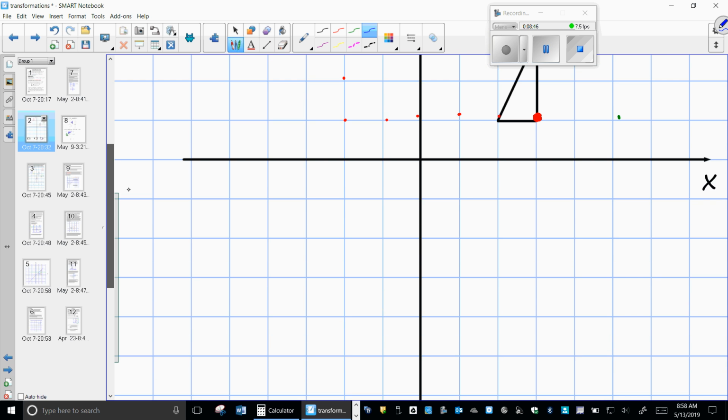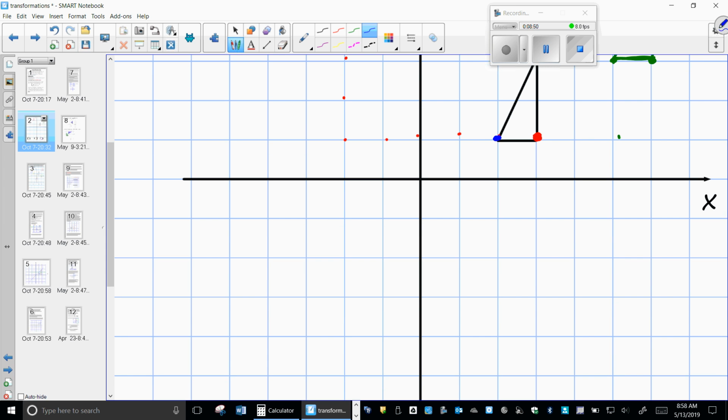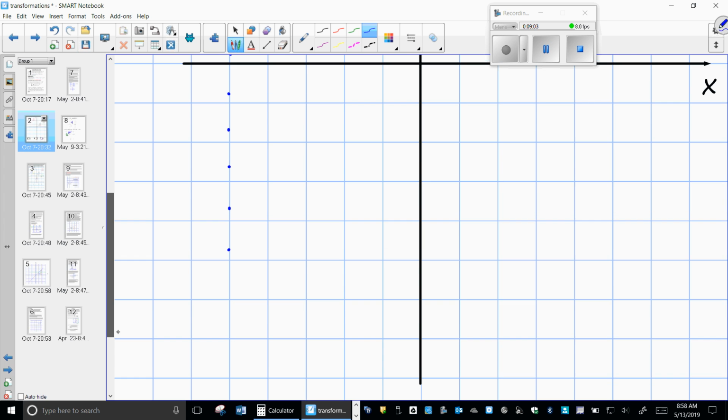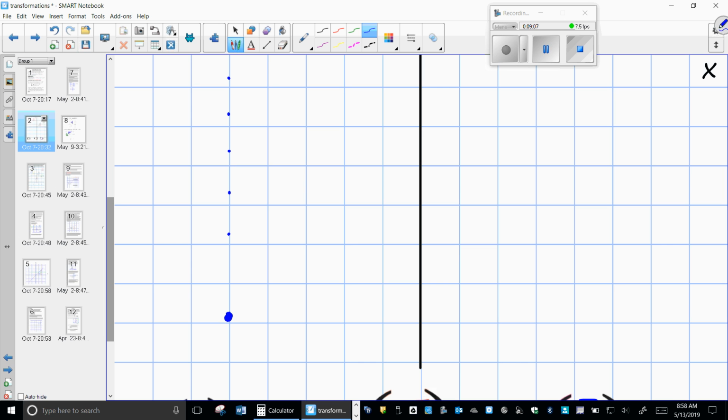Okay? So this time, I'm going to focus on this point. So I'm going to move it left 7, 1, 2, 3, 4, 5, 6, 7, and down 8: 1, 2, 3, 4, 5, 6, 7, 8. Okay, so here's my new point. But this time, that means I'm going to have to go across 1, up 2, and then down. Okay?